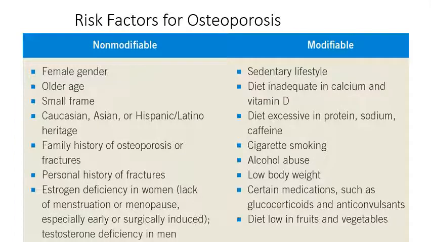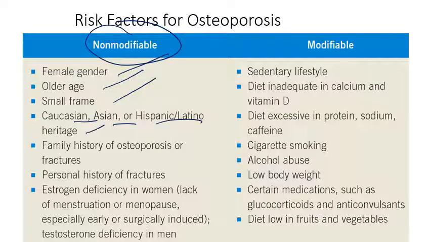Risk factors for osteoporosis. Something you can't change, so it's non-modifiable, is female gender, older age, small frame, Caucasian, Asian, Hispanic, Latino heritage, family history of osteoporosis or fractures, personal history of fractures, estrogen deficiency in women, the lack of menstruation or menopause, especially early or surgically induced, and testosterone deficiency in men.